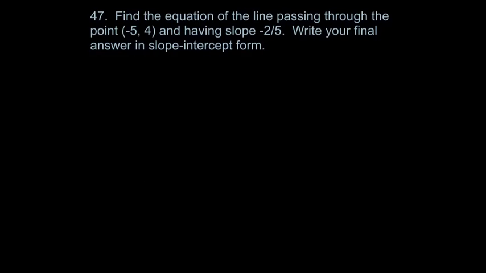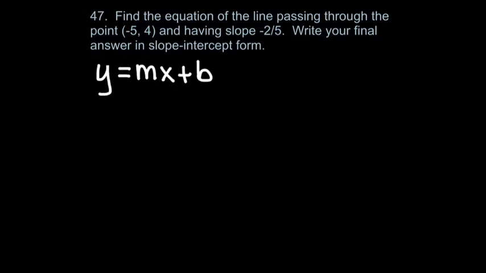Number 47 asks us to find the equation of the line passing through the point -5, 4 and having slope of -2/5. This is just like the last one, where we can start with that form y equals mx plus b. I'm not given the y-intercept, but I am given an x and a y. That combination of x and y makes the equation true. So I'm given the x and the y, and I'm also given the slope.